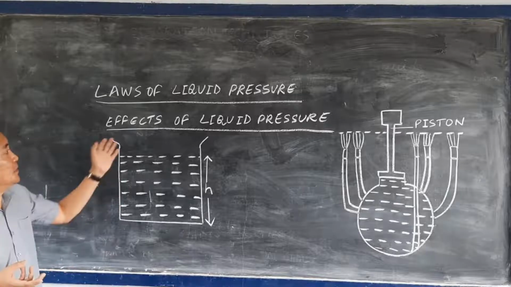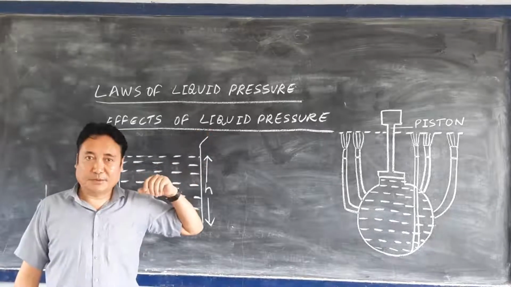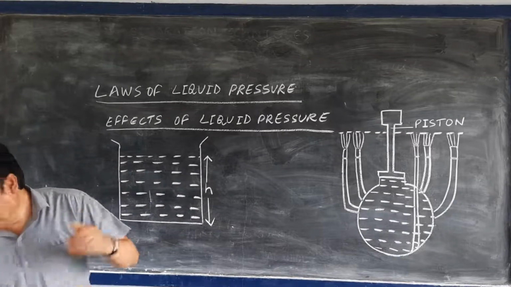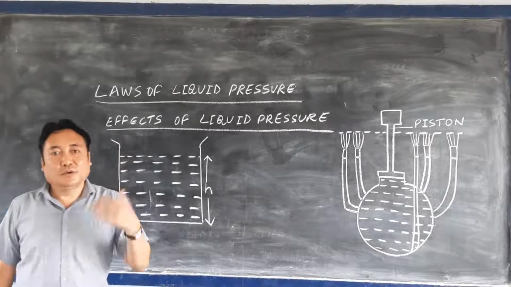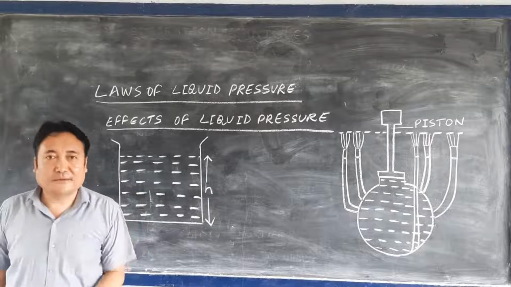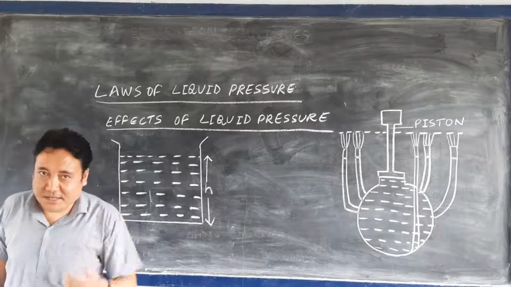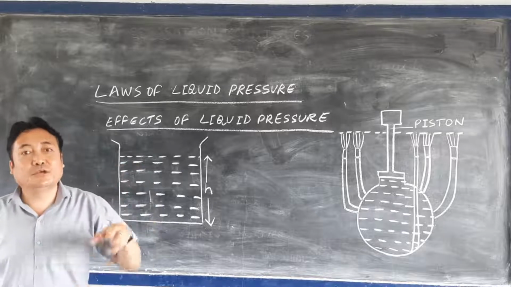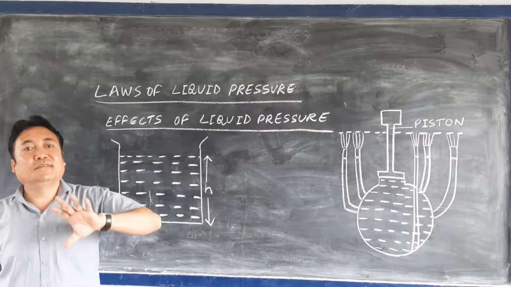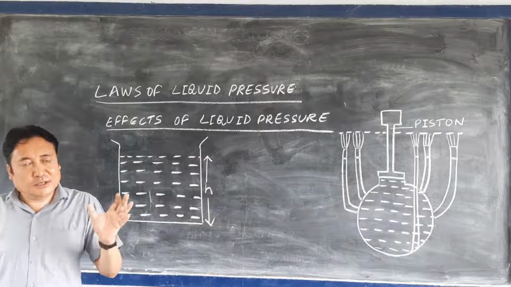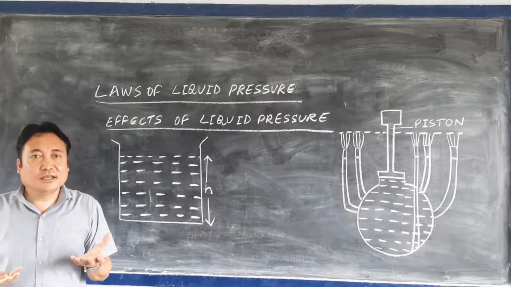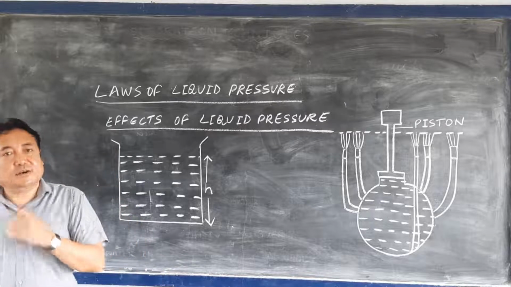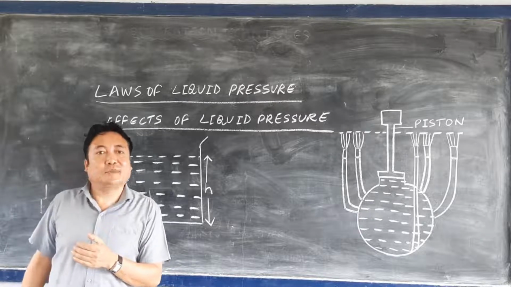So these are about the effects of liquid pressure. Now the third one will come to Pascal's law. Pascal was a French scientist, and he proved that the pressure exerted by a liquid column will be given equally in all the directions. That means the liquid will exert pressure equally in all the directions. So he stated a law, and that law we call Pascal's law.